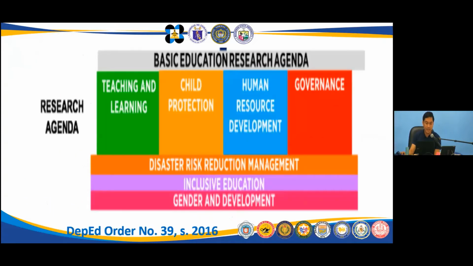So looking into the basic education research agenda, there are 4 themes that you could work on: the teaching and learning, child protection, human resource development, and governance. But as teachers, I think we go with the teaching and learning. But we could also include disaster risk reduction management, inclusive education, and gender and development. This is from DepEd Order number 39, Series 2016.